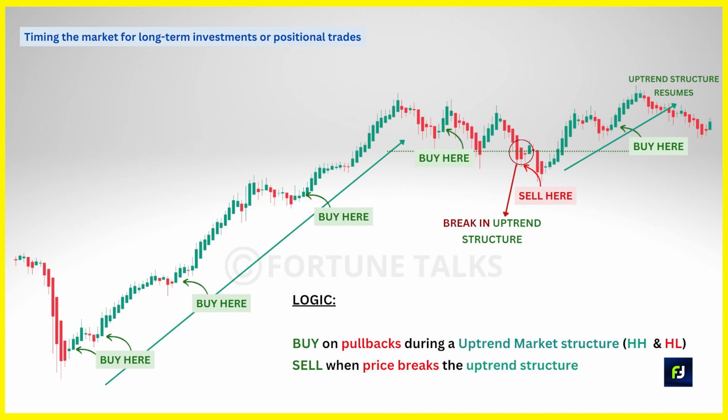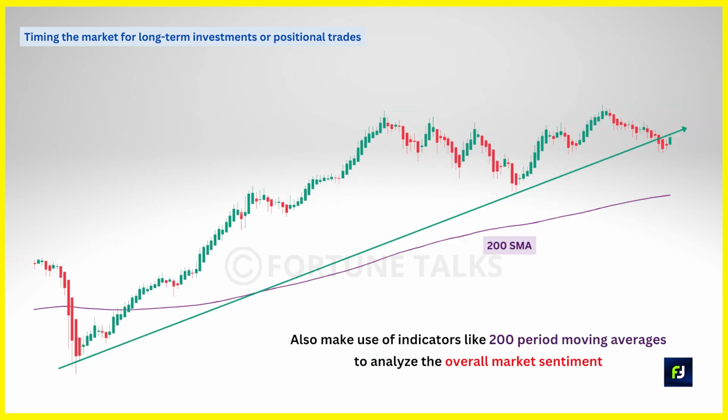So keep in mind that the general idea is to invest on pullbacks if you are aiming for very long-term investments or positional trades. This will also help to average out your positions, and you could also make use of indicators like 200 period moving averages to analyze the overall market sentiment before making allocations also.